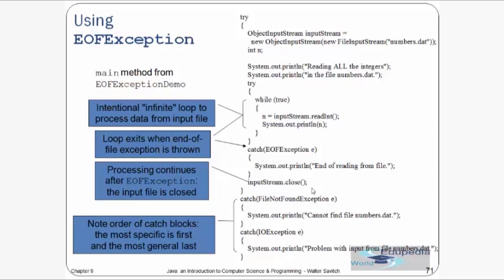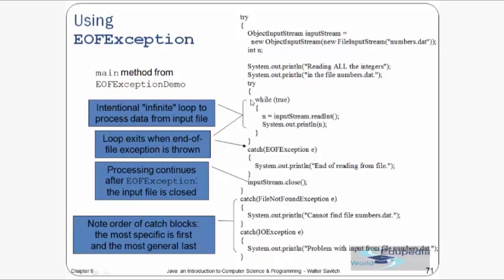So you see that this is an unintentionally infinite loop for processing data from the input file. This is actually an infinite loop, and how is it going to end? It's only going to end when we get an exception, which is end of file exception. Even after the exception is captured in the catch block, the processing will continue and it will close the input file using inputStream.close.